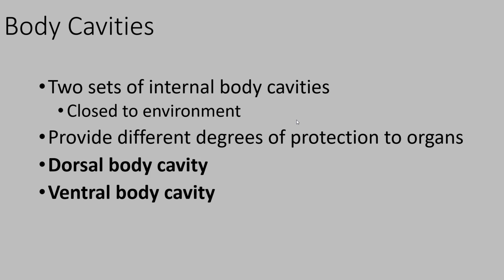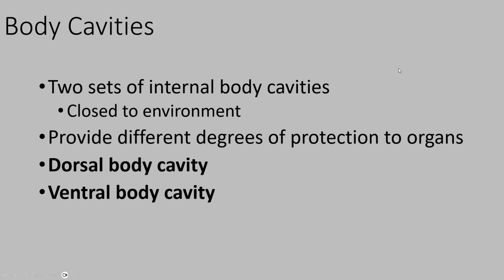And something else we will see in a moment, each of these two major internal body cavities are further divided into smaller cavities. So first, let's look at the two major body cavities. They are the dorsal body cavity and the ventral body cavity. And we saw these terms used in the previous lecture when we were talking about directional terminology, and we know that dorsal is the back in a human, and ventral is the front in a human.